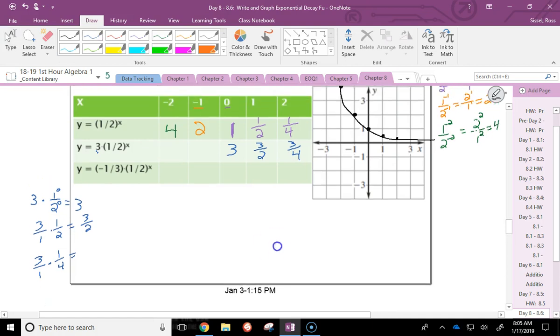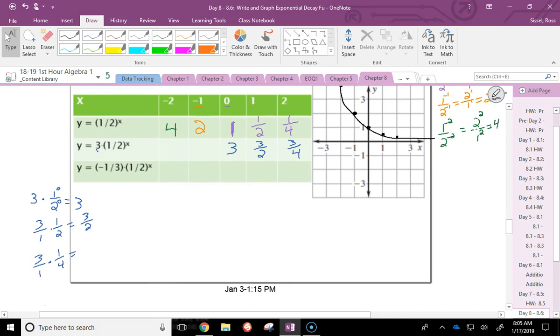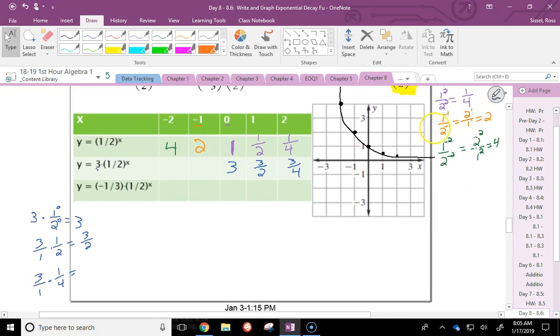We go the opposite way. -1. Here's our work right here. 1/2 to the negative first power gives me 2. So then 2 times our 3 is 6. 1/2 to the -2 gives me 4. 4 times 3 is 12. These are my points for the second equation.